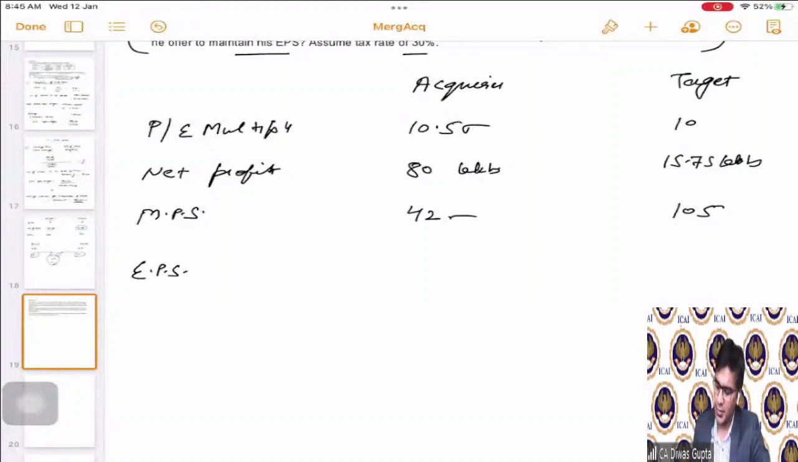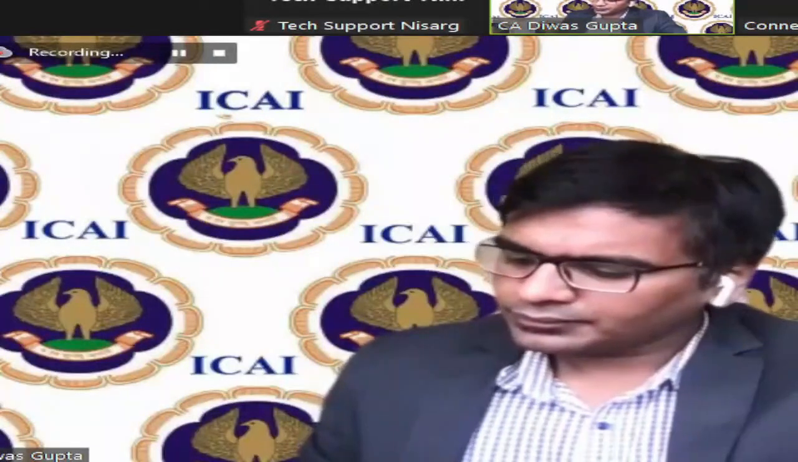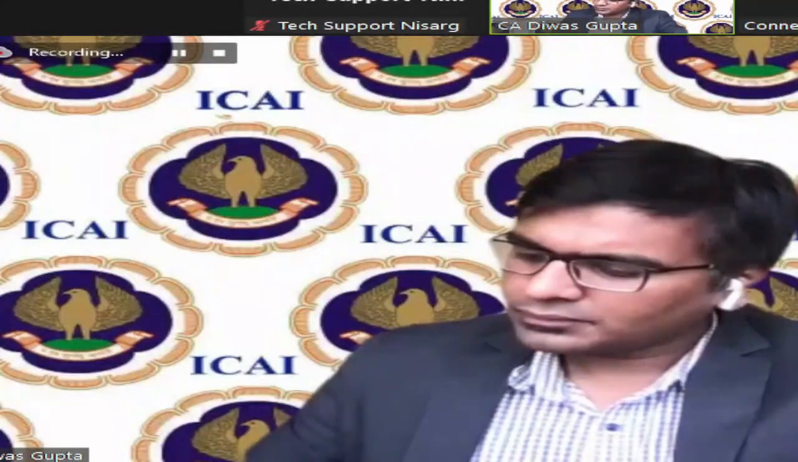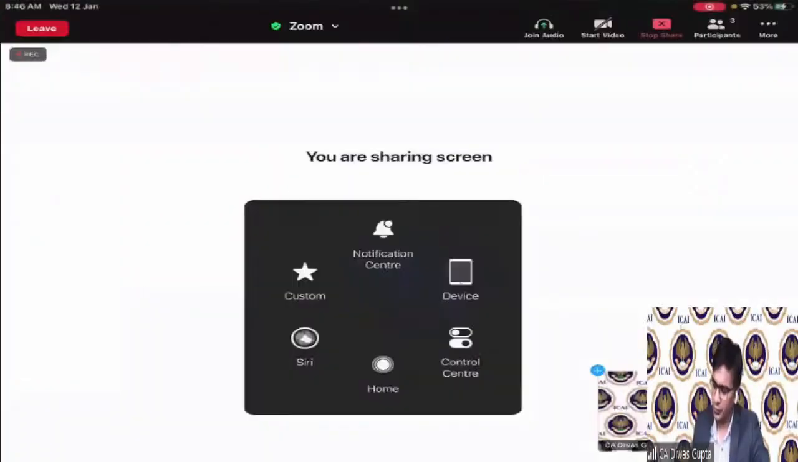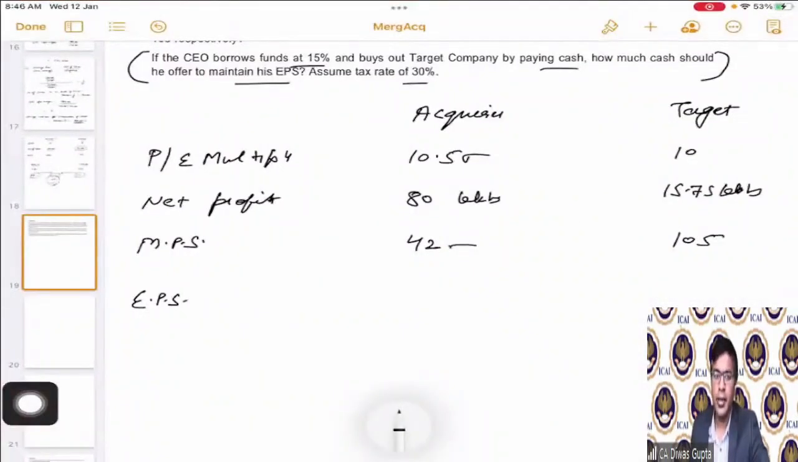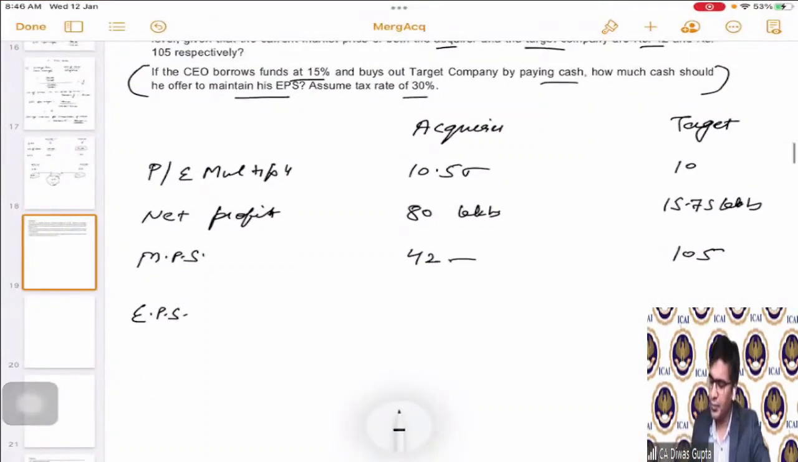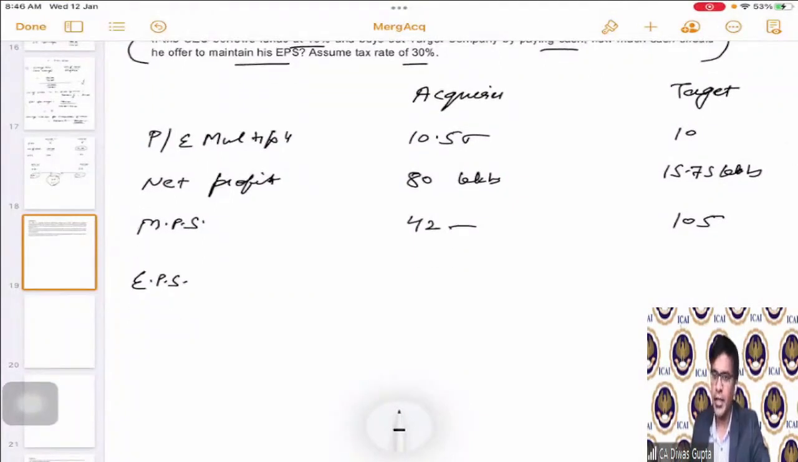Just a second. I think there is an issue with this screen. Let me reshare it again. Yes. So technical team, is the screen visible now? Okay, we can start.